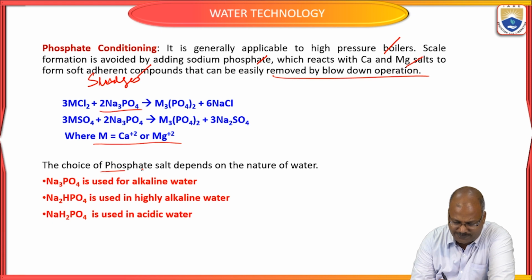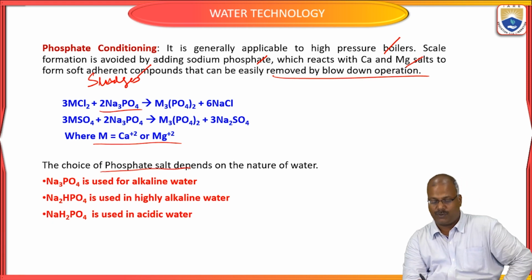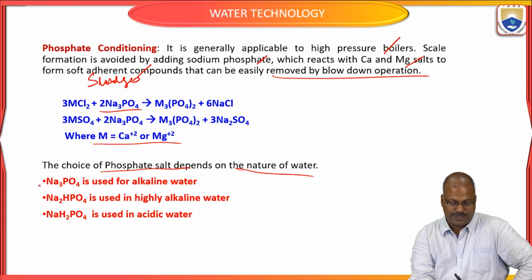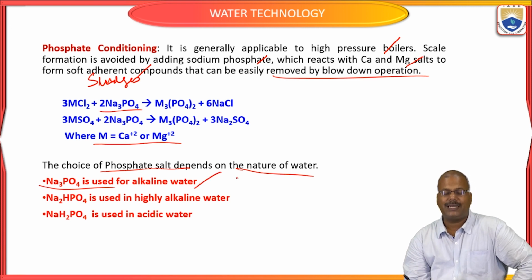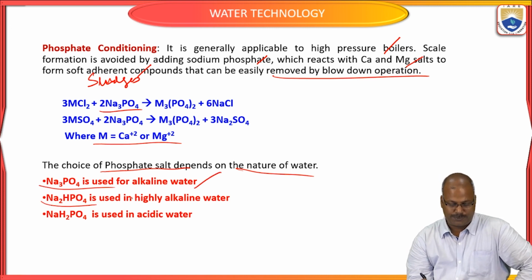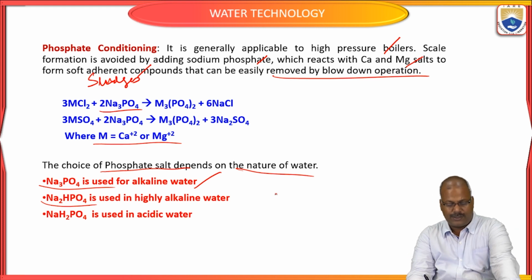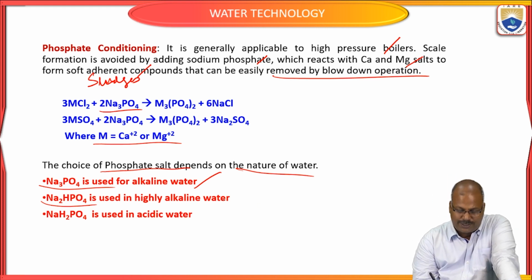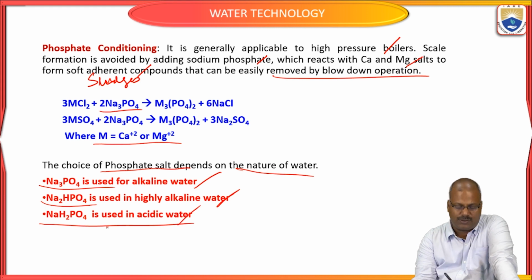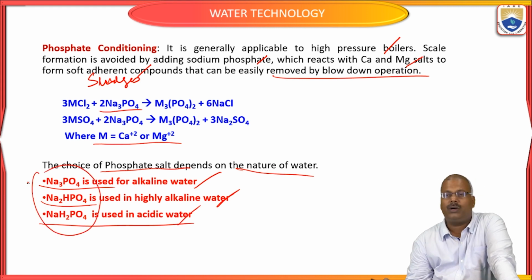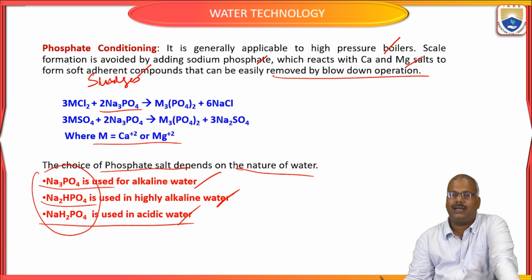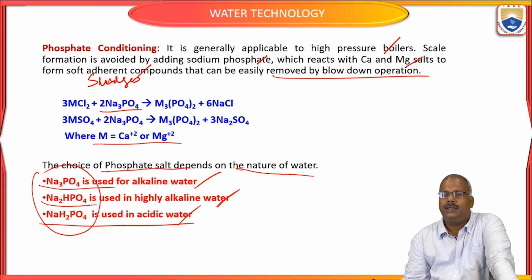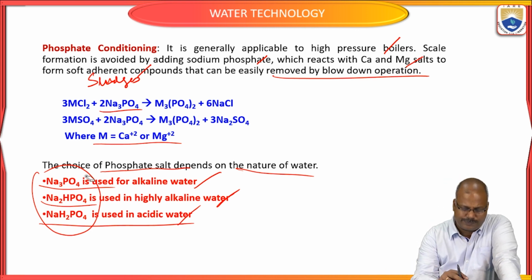The choice of phosphate salt depends on the nature of water. For example, trisodium phosphate is used when water is acidic, disodium hydrogen phosphate Na2HPO4 is used in the presence of highly alkaline water, and sodium dihydrogen phosphate is used in strongly alkaline water. So depending on the nature of water, acidic or alkaline, we can use these types of reagents.